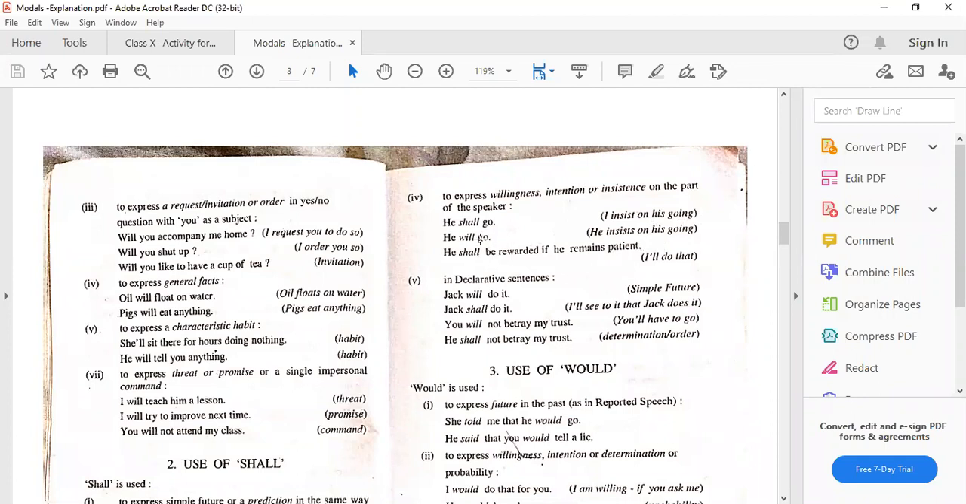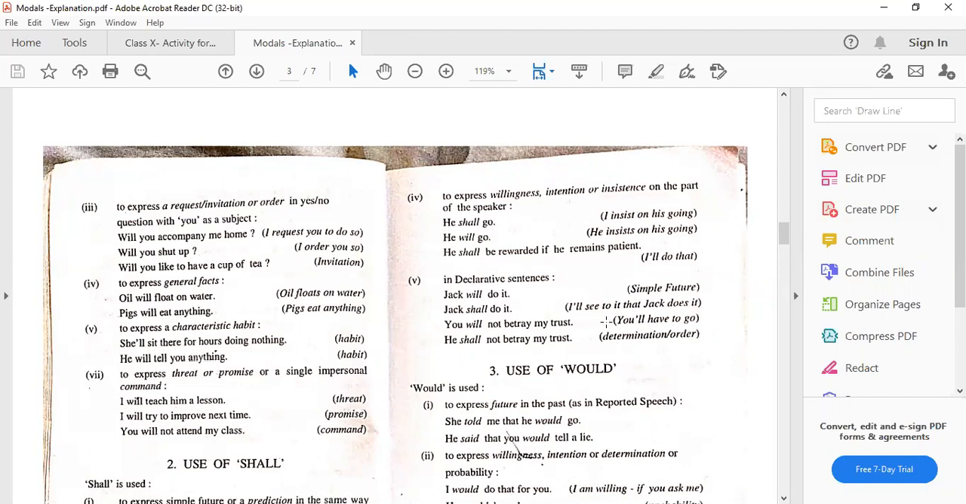I will do that. Then in declarative sentences, simple sentences as in the future tense, Jack will do it. Simply हम क्या use करते हैं? We use will with second and third person and I or we first person के साथ we use shall. But we can interchange these helping verbs if we want to show any determination, any order, any promise, certainty of any action. Jack will do it.